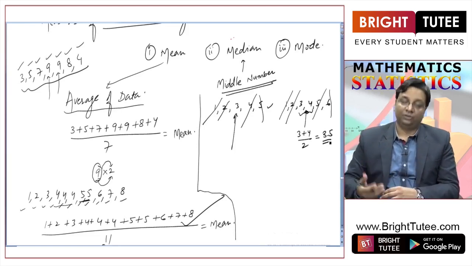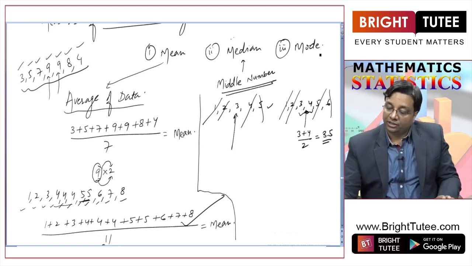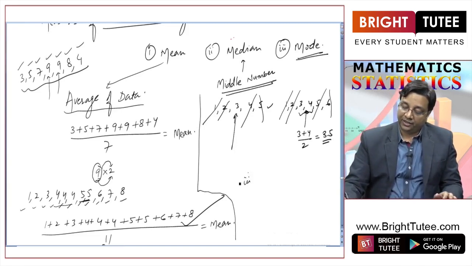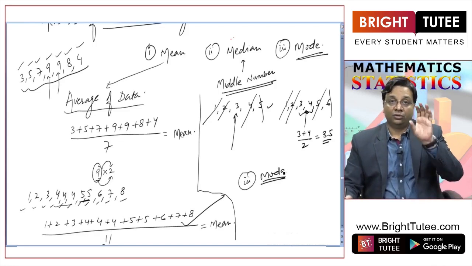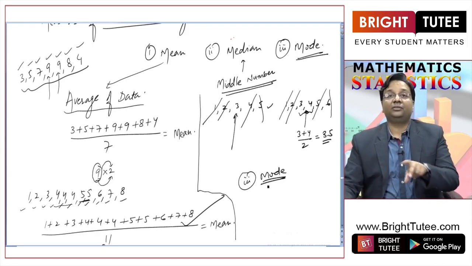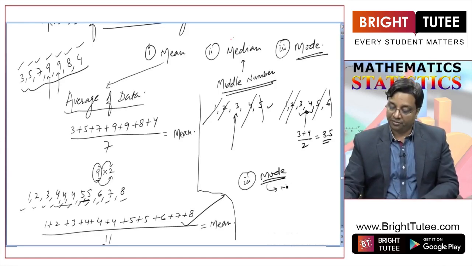Okay, which we will do in details just now. So first of all, let's discuss mode before going to details. Mode is the data or the number that appears maximum number of times. The number that appears maximum number of times means the number having maximum frequency.